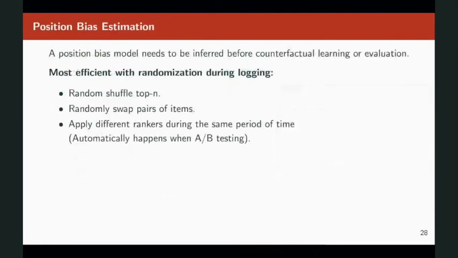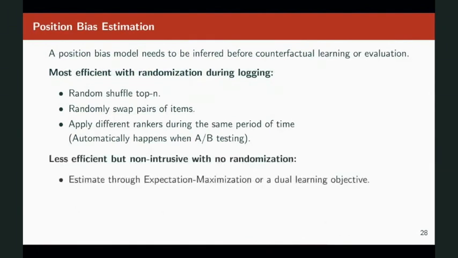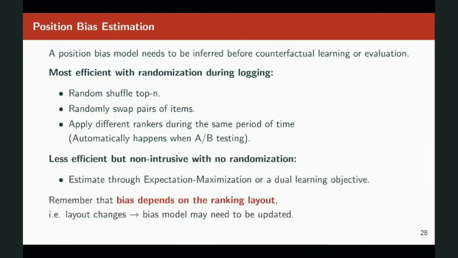The next part is position bias estimation. So before you can do any learning or evaluation, you need to understand the user bias. I've shown you that by shuffling items you can do it, but you can also randomly swap pairs of items through A/B testing, or even without any randomization. And this will give you a model of this position bias that you can use in the next steps.